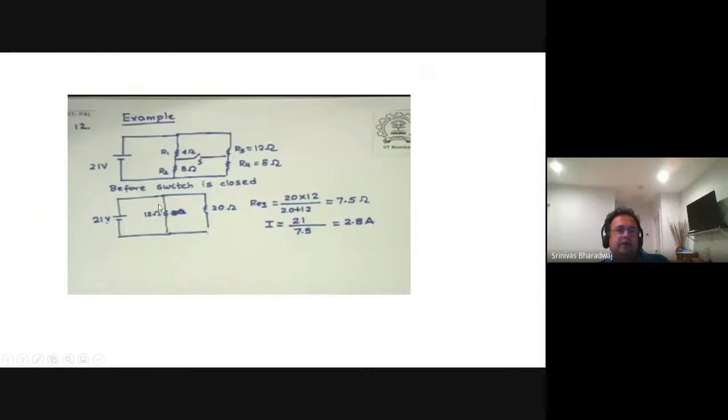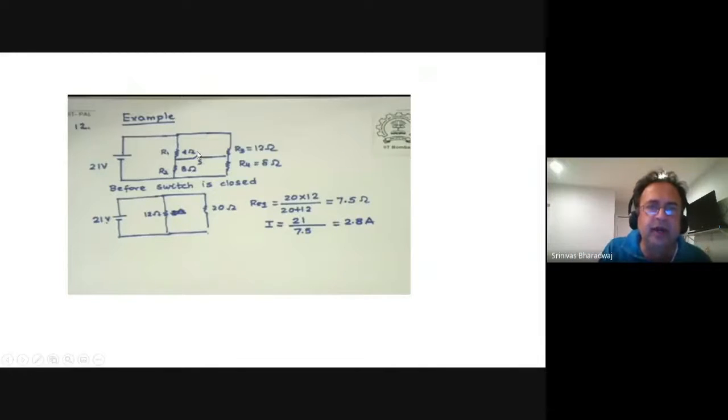What is the current through this branch? It will be 21 divided by 12. What is the current through this branch? 21 divided by 20. So the sum of those two currents will equal the total current here. So understand the logic and keep careful track of it, right? And when we discuss Kirchhoff's laws, it will become very, very clear what's going on.